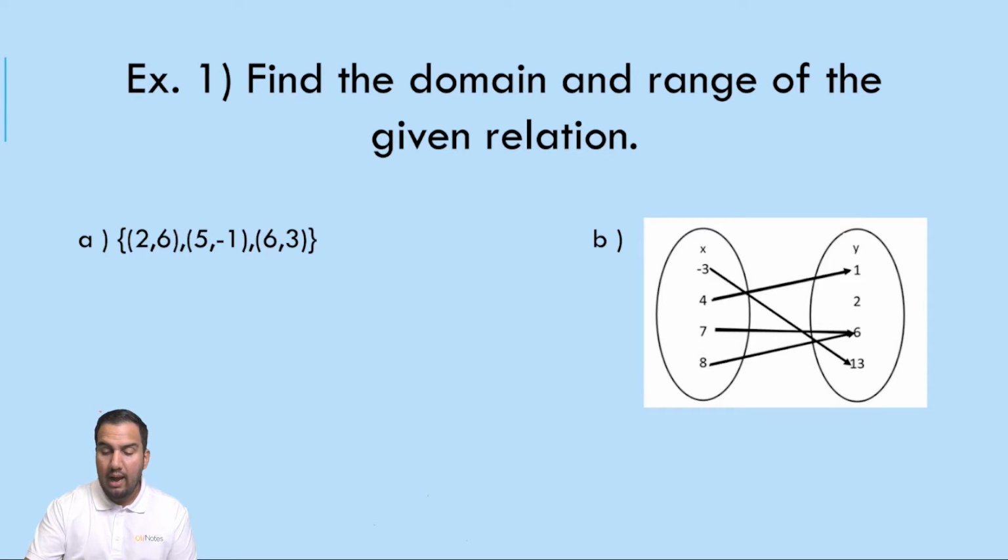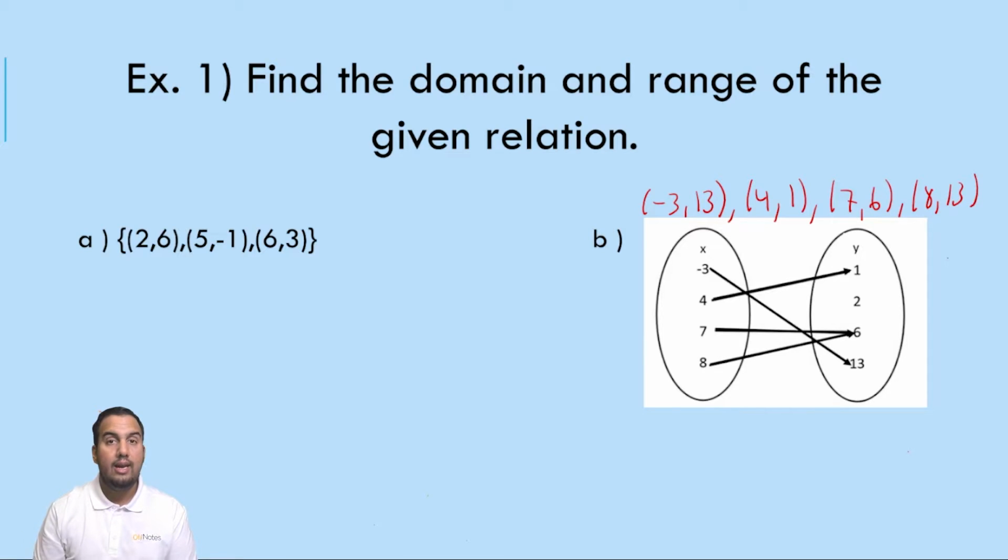So what is this? I have to ask myself, what does the number -3 go with? What does it go with? It goes with 13. So I'm going to write it as -3, 13. And then afterwards, I'm going to go with 4, 1, 7, 6, followed by 8, 13. And that's my set. So now when they ask me for domain, I can do that.